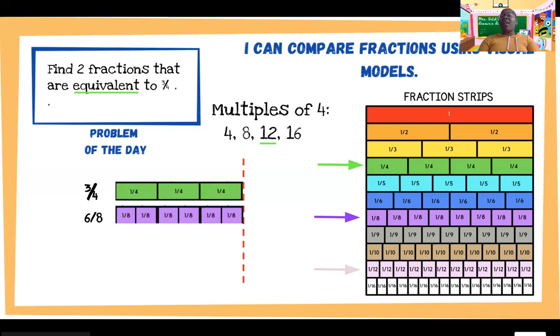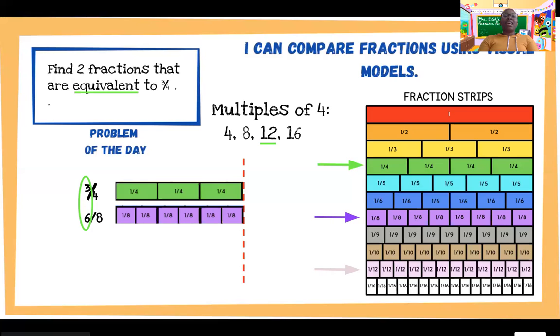Well, we know what our denominator is. Do you think it's possible to figure out what the numerator is without counting our fraction tiles? Well, let's look at the numerators that we already have. 3 and 6. If we already have 3 and 6, do you think there's a pattern that can help us figure out what our next numerator is? 3, 6.